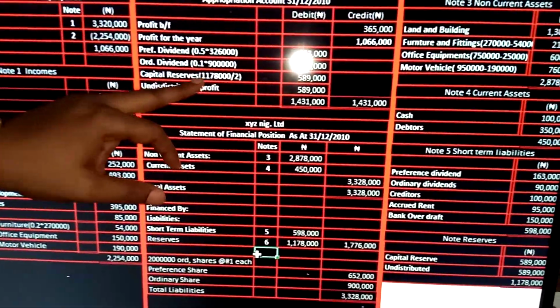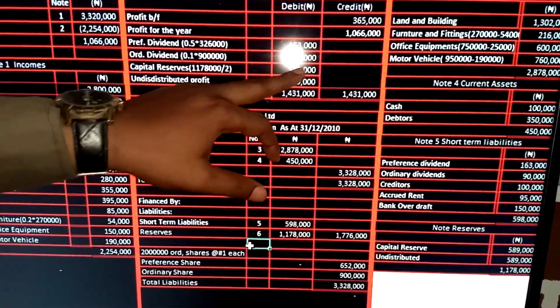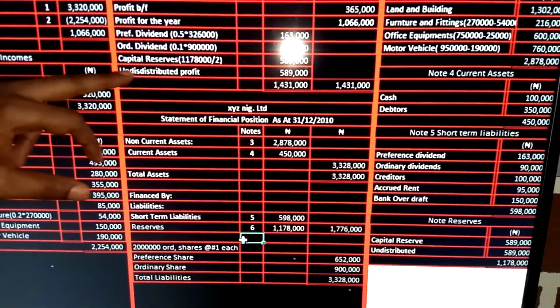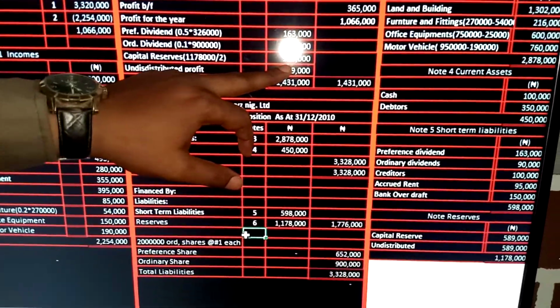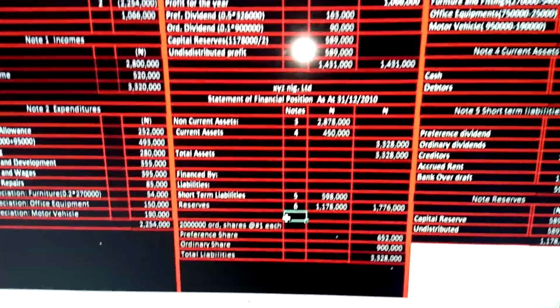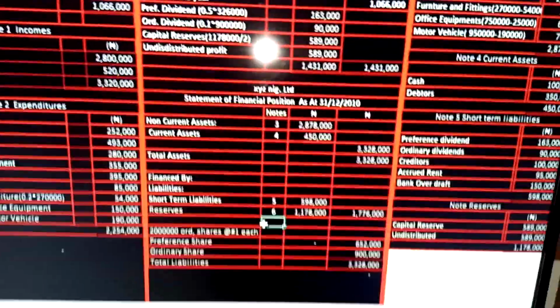So we have 1,178,000 divided by 2. That's 589,000. So the rest is what we call the undistributed profit or unappropriated profit. So you have 143,000. Okay? So we've done that. So let's prepare the balance sheet.